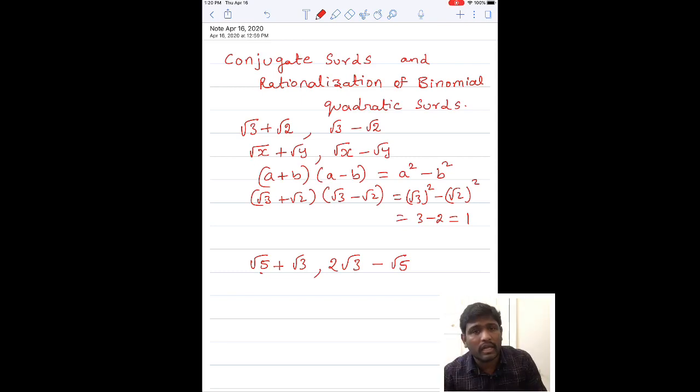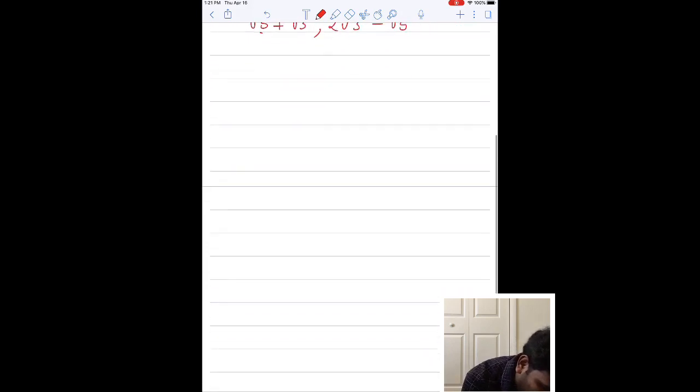Now in this particular case, what is the rationalizing factor for the binomial quadratic surds? Very simple. We already saw that conjugate surds when multiplied give us a rational number. So that concept we'll be using here so that we can rationalize the binomial quadratic surds. I'll show you an example here. So let's take an example of root 5 minus root 3.